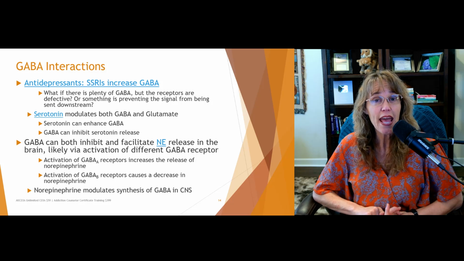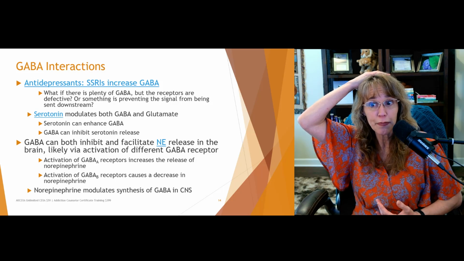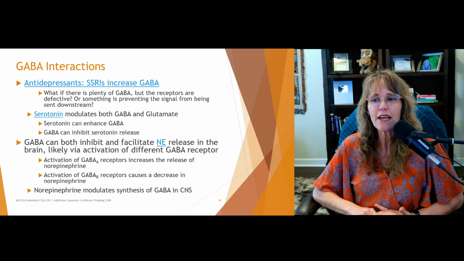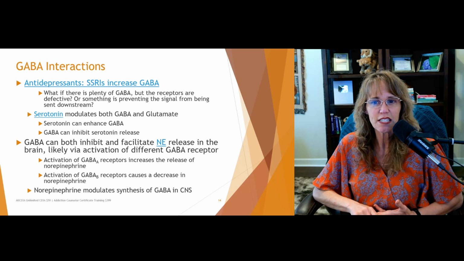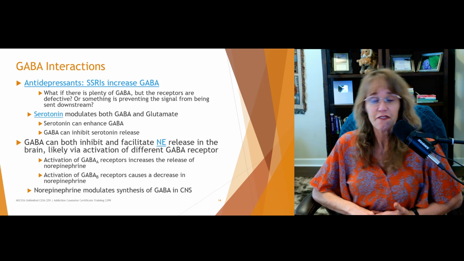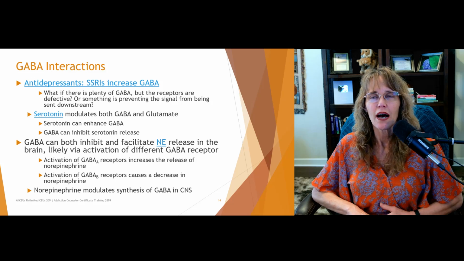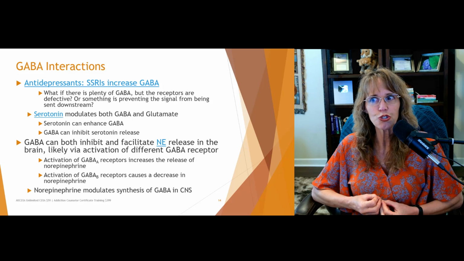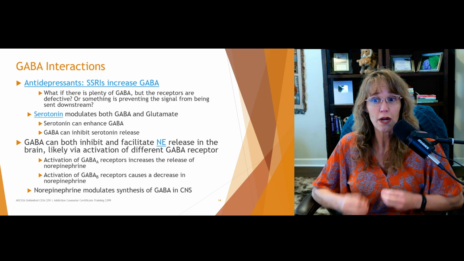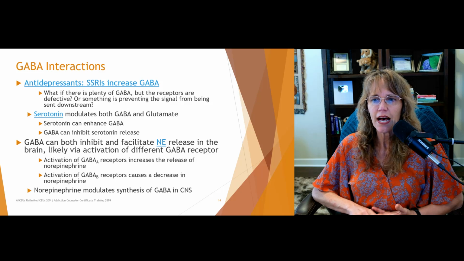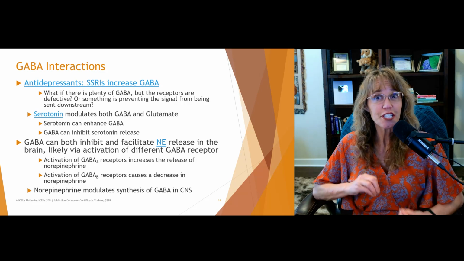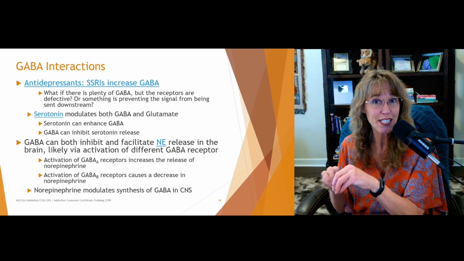Activation of GABA A, remember I said there's GABA A and GABA B. Activation of GABA A receptors increases norepinephrine. Activation of GABA B causes a decrease in norepinephrine. Medications to alter levels of norepinephrine may actually target the GABAergic receptors.